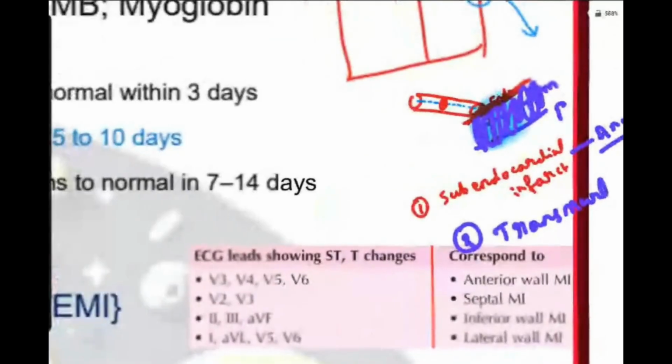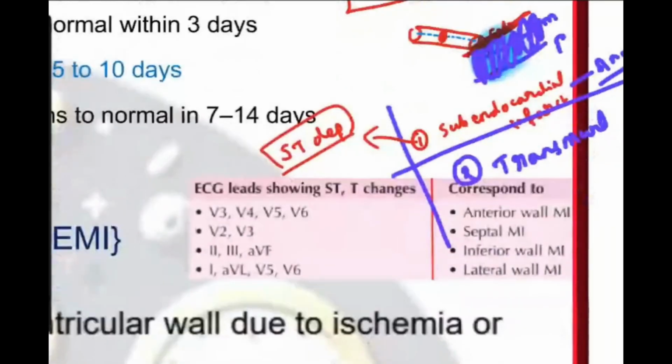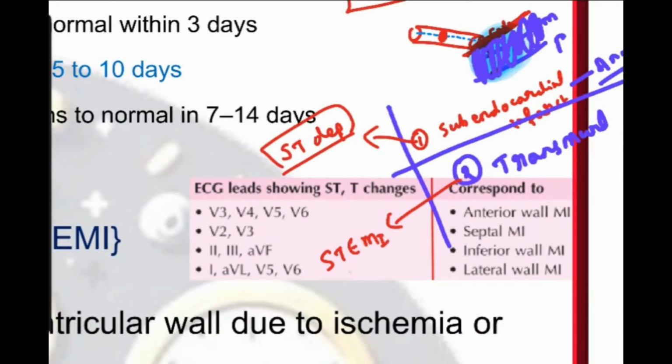So always remember, in a subendocardial infarct we will see ST depression. In a transmural infarct, we see ST elevation. If the MI involves a transmural infarct, we say STEMI. It is a STEMI, meaning ST elevated MI, a severe type of MI involving the total layer of the heart.